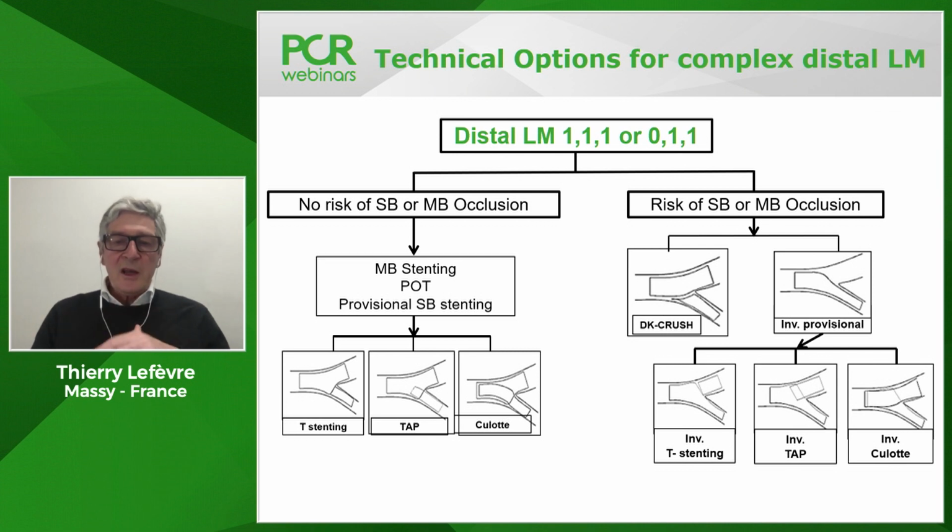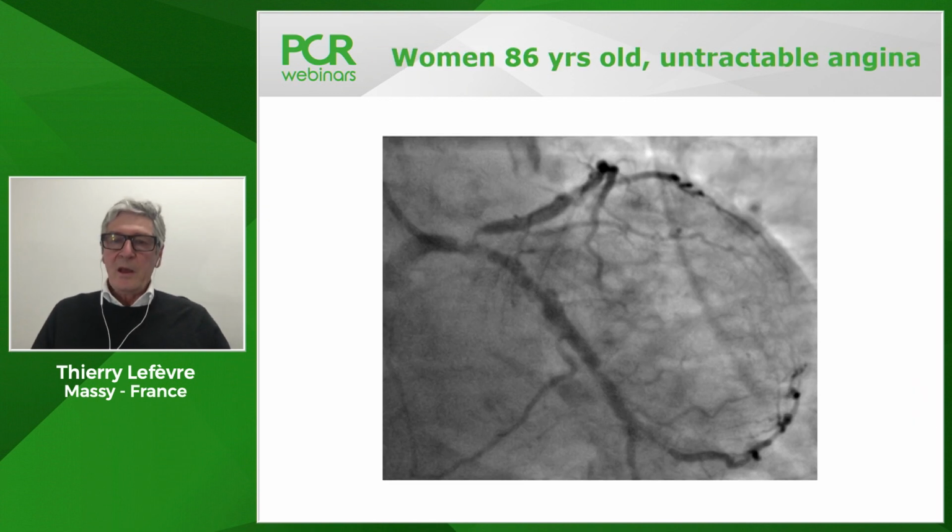So in this particular case, we thought that the risk of occlusion of the circ would be very low. So we start with a provisional approach, but of course it does not mean that we'll end the procedure with only 1 stent, because we start with the idea that we will use 2 stents in this case.